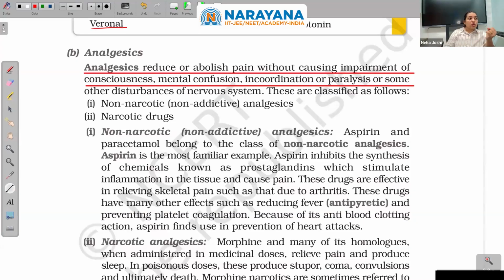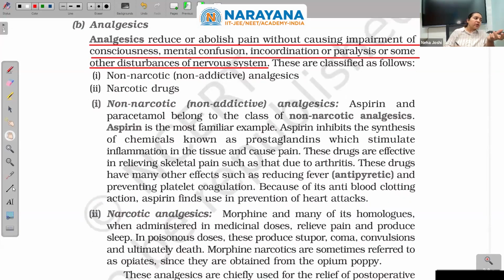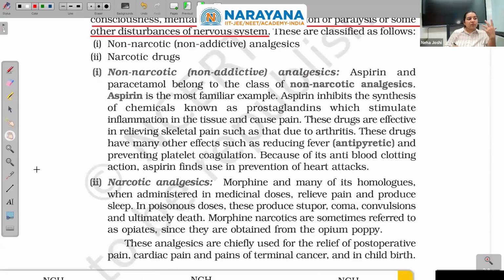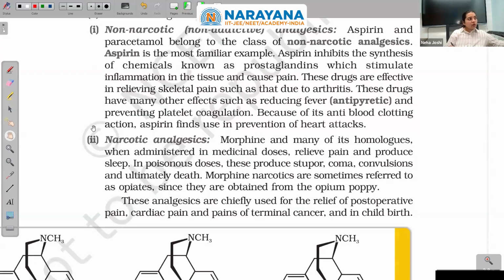These are classified into two. So there are two types of painkillers. One is non-narcotic, one is narcotic. Non-narcotic means that even if you take it, you won't become so habitual that you cannot live without it. Narcotic is like the negative extreme: if you take it continuously, you will become so habituated to those drugs that now without them you cannot live. So non-narcotic, non-addictive analgesics: aspirin and paracetamol belong to the class of non-narcotic analgesics.